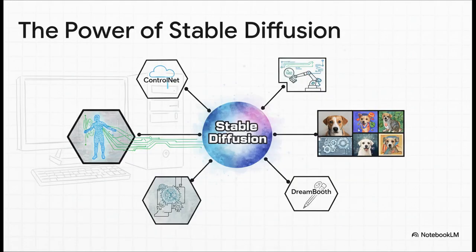Then on the flip side, you've got Stable Diffusion. And its superpower is that it's open source. That means you can literally run it on your own computer. Because of that, this massive ecosystem of custom tools has just exploded. You have amazing extensions like ControlNet to copy a pose, or Dreambooth to train the AI on your own face. It's the ultimate playground for anyone who really wants to get under the hood.